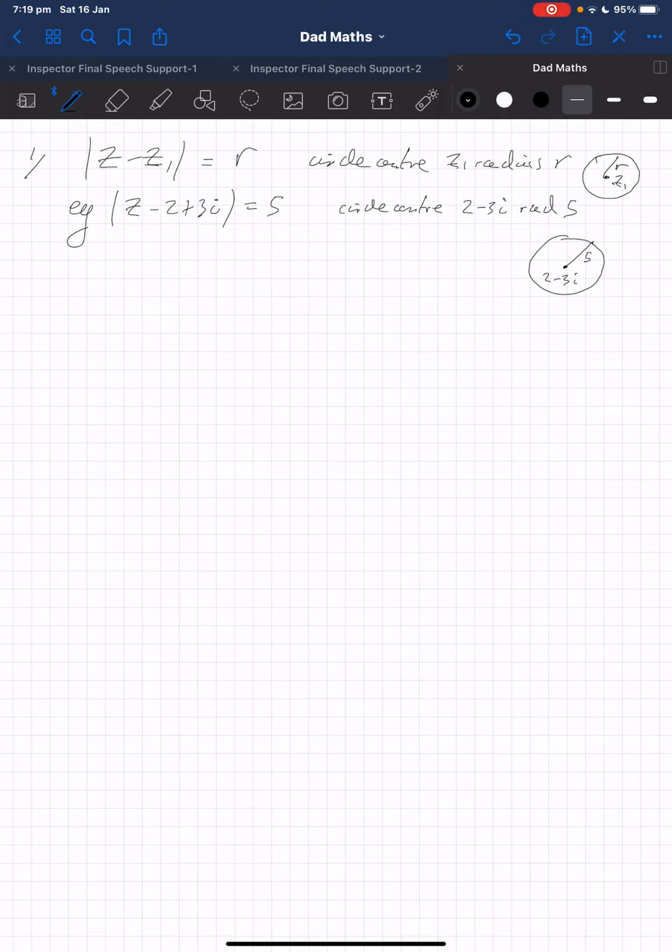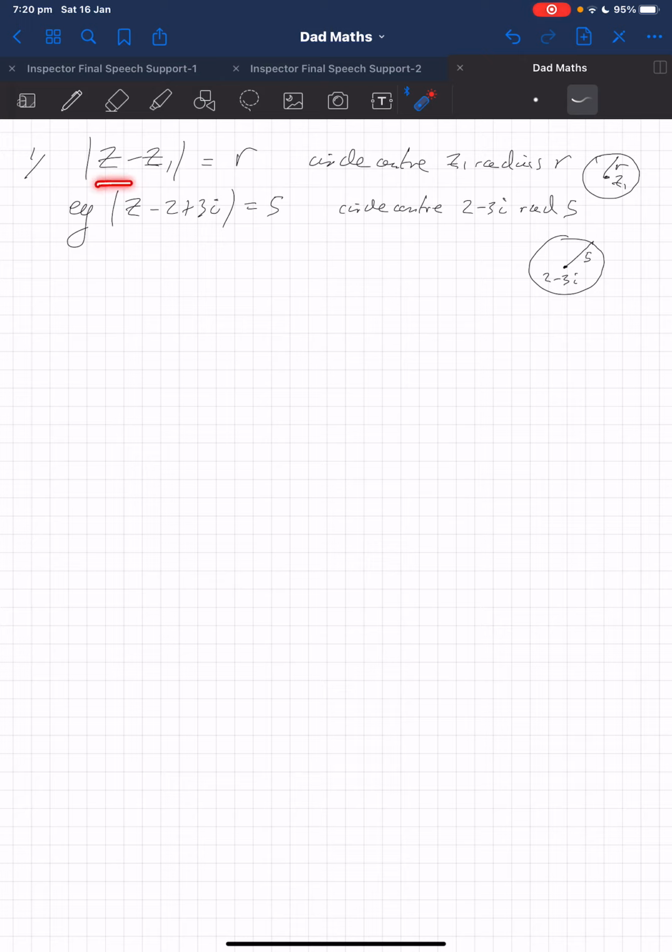This is an example of complex numbers, loci. We're going to be looking at this situation where the modulus of z minus z1 equals r. And what does that mean? Well, you can think of z minus z1 as the vector from z1. So here's the point z1, and here is z. And the vector from z1 to z is z minus z1, so that vector here. And we're saying that that vector always has the length r. In other words, it's all the points distance r from z1. And that, of course, forms a circle. So it's a circle, center z1, radius r.